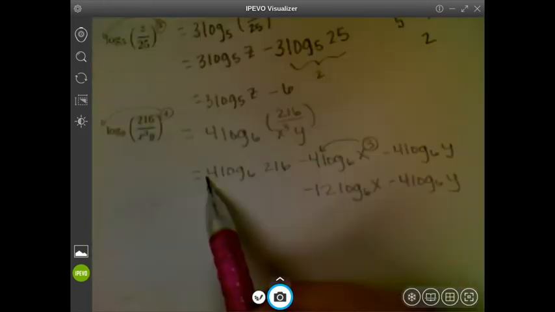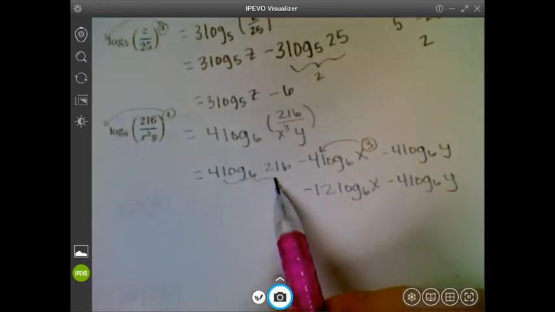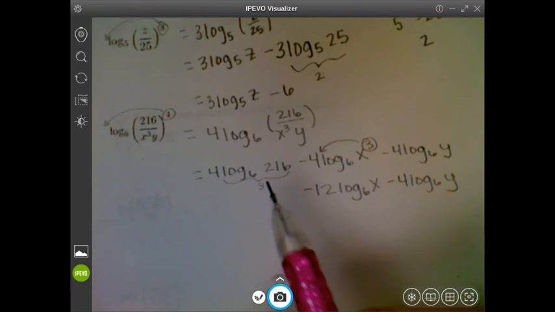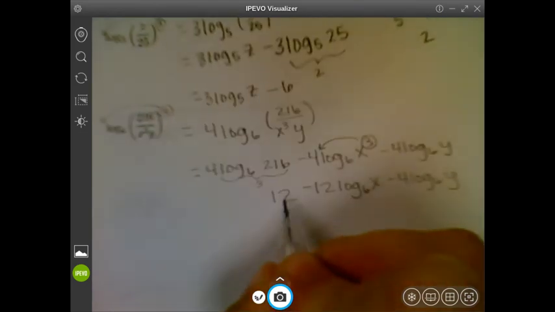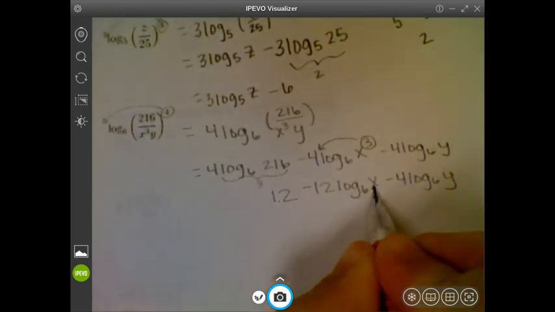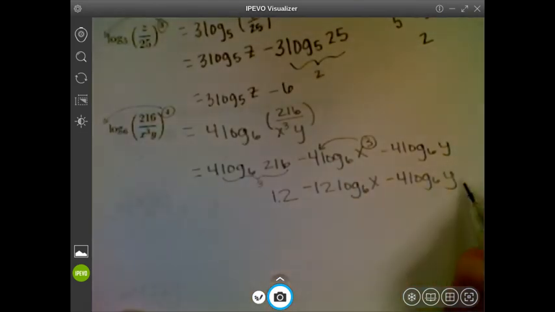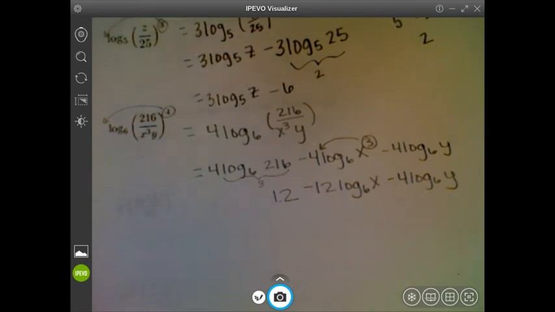So this is 4 times this value, which we typed in the calculator, was 3. And 4 times 3 is 12. So it's 12 minus 12 log base 6 of x minus 4 log base 6 of y. So we have completely expanded and simplified this out.